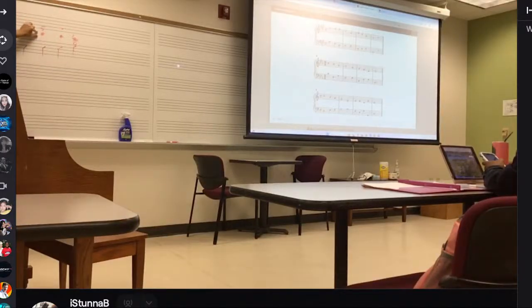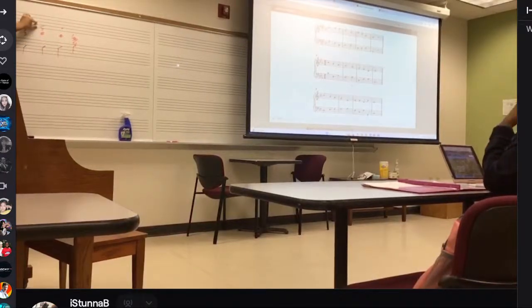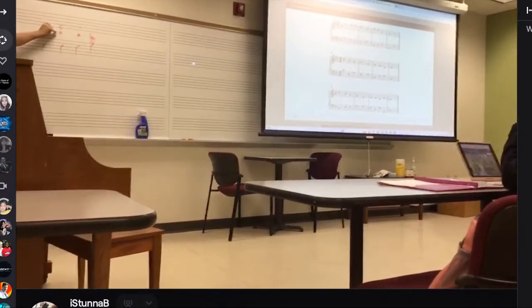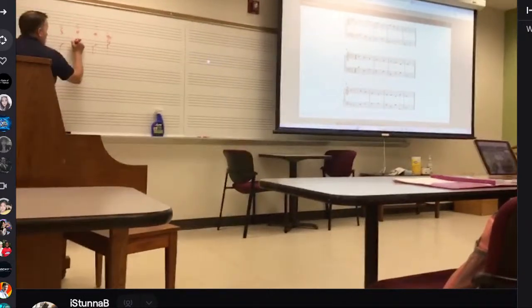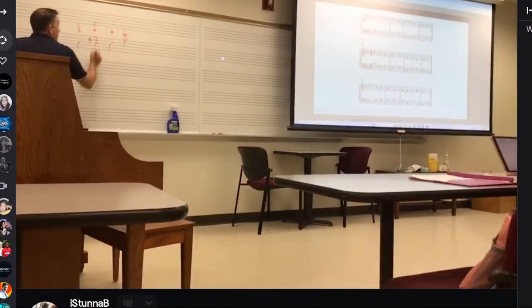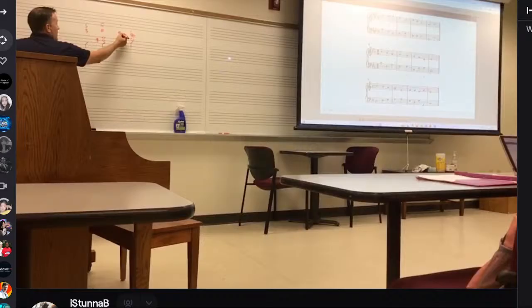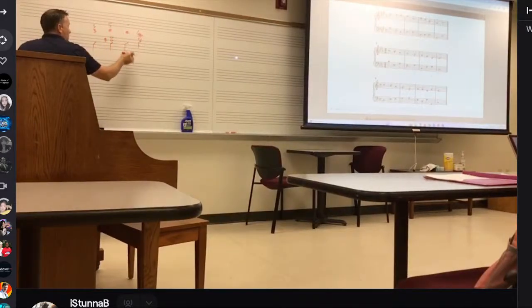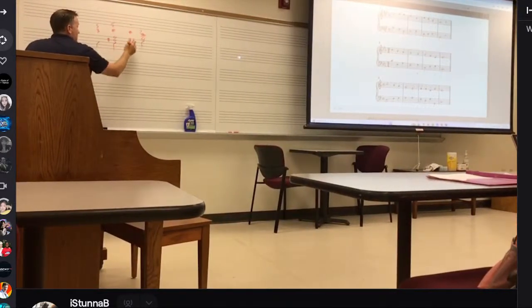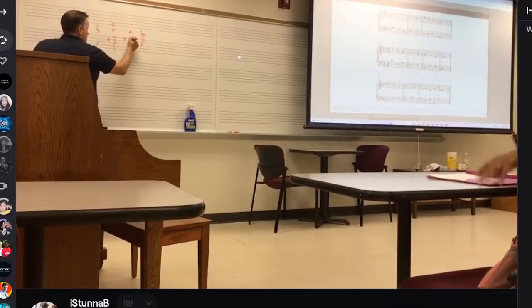The sharp then would refer to the third of the chord. Fifth, you don't do anything to. The sharp refers to the third of the chord. So this would be D, F sharp, A. Here, there's nothing but the sharp. It means the same exact thing. So G, E, G sharp, B.